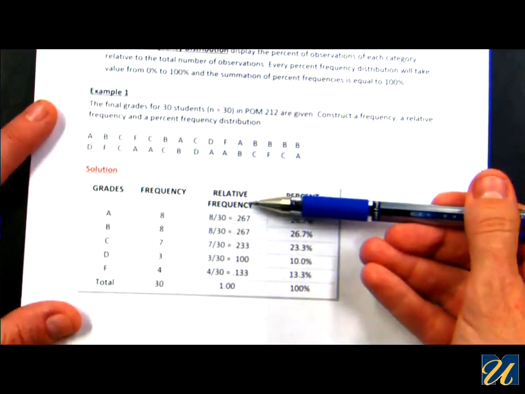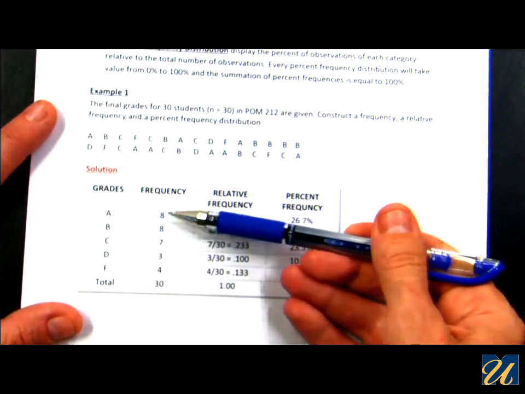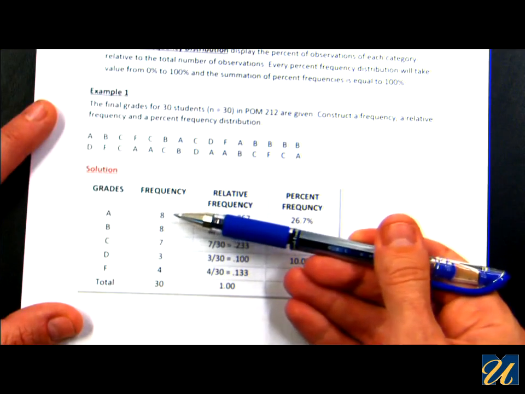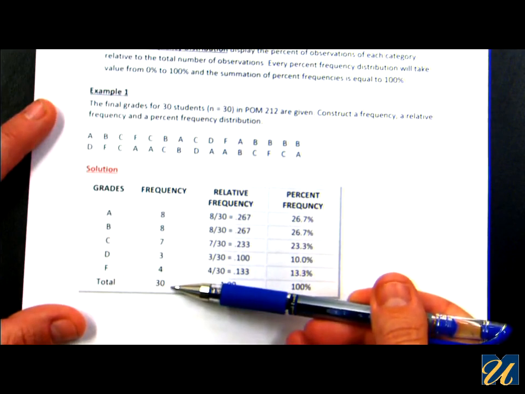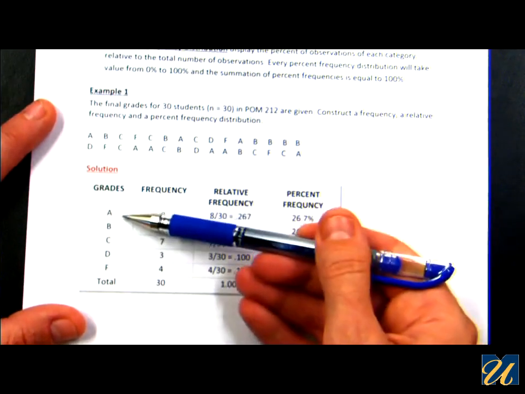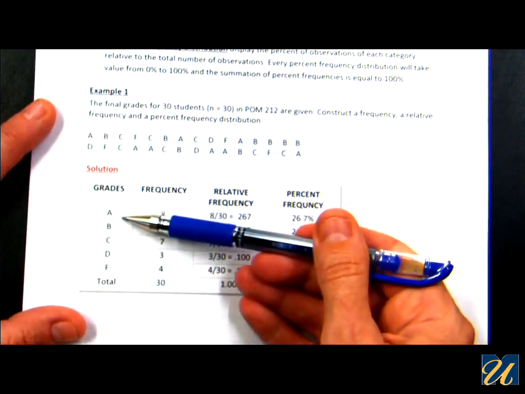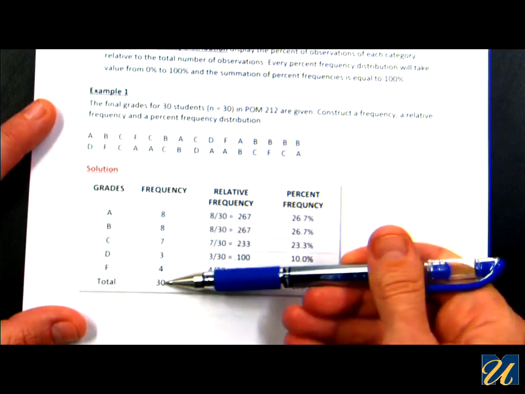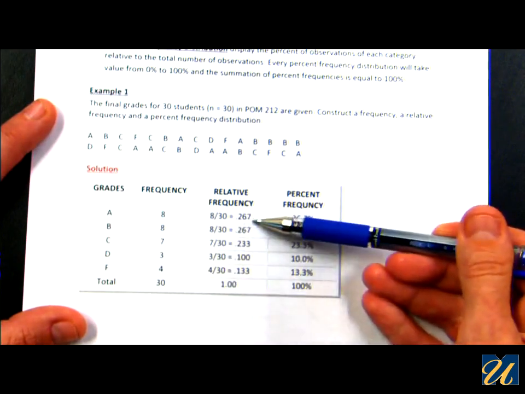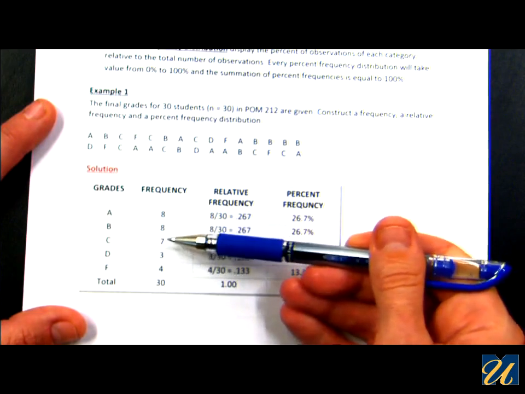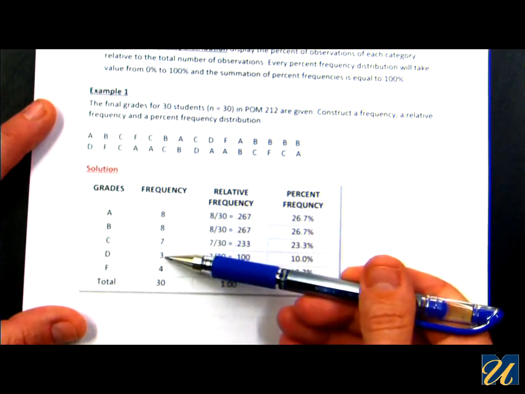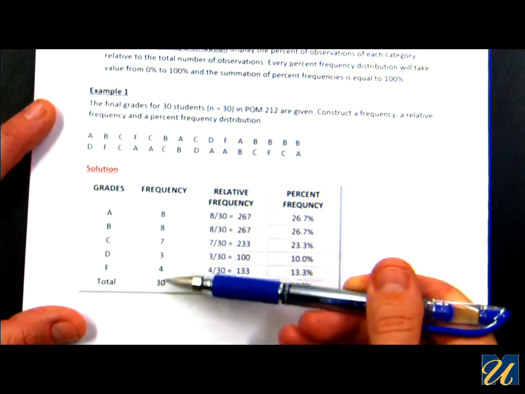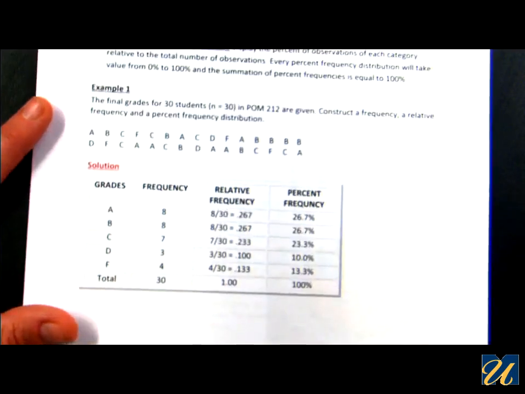How do I calculate the relative frequency? You take the class frequency, the frequency of each category, and you divide it by the total number. So the relative frequency for the students that got an A is 8 over 30, 0.267. Same thing for B. For C it is 7 over 30, 0.233. For D's, 3 over 30, 0.1. 4 over 30 for F, 0.133.